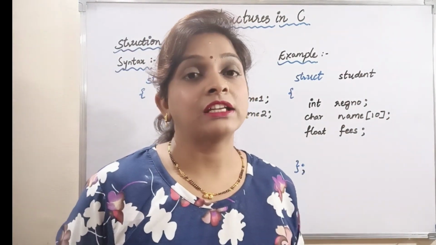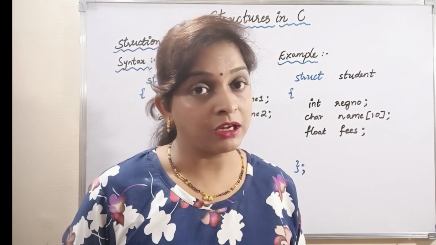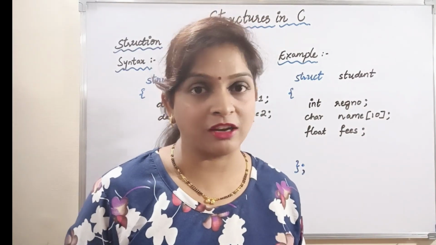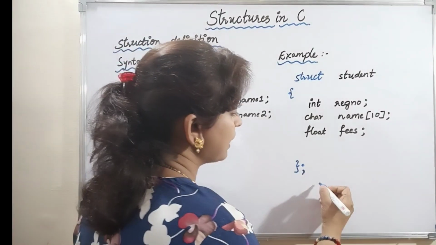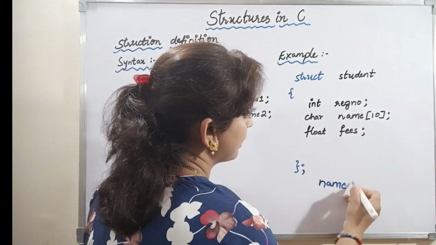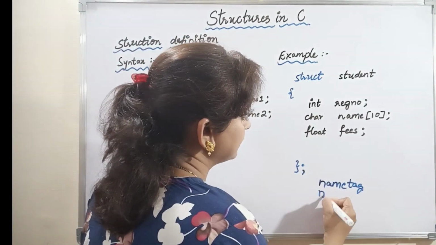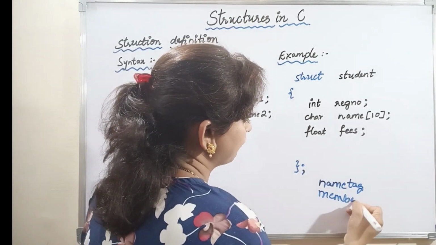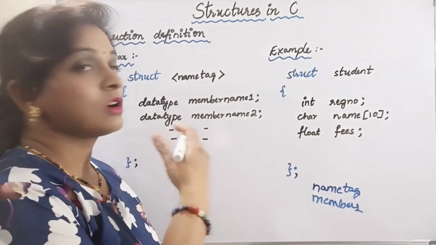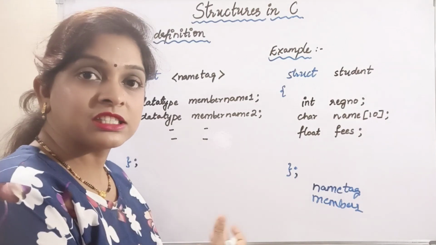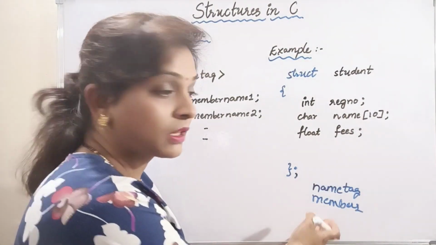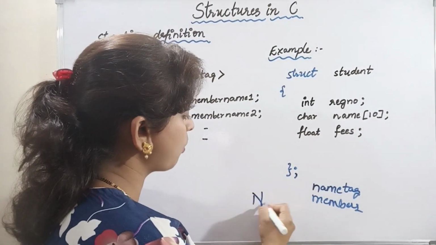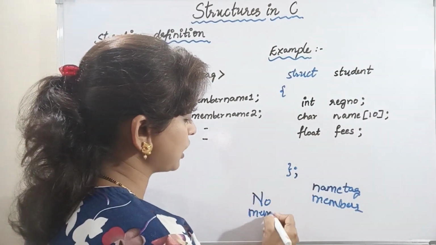So now the data type is ready, but memory allocation will not be done for this. I only define the name tag and members in the structure definition. So what does structure definition mean? It is the process of defining the name tag and its members. But there is no memory allocation.